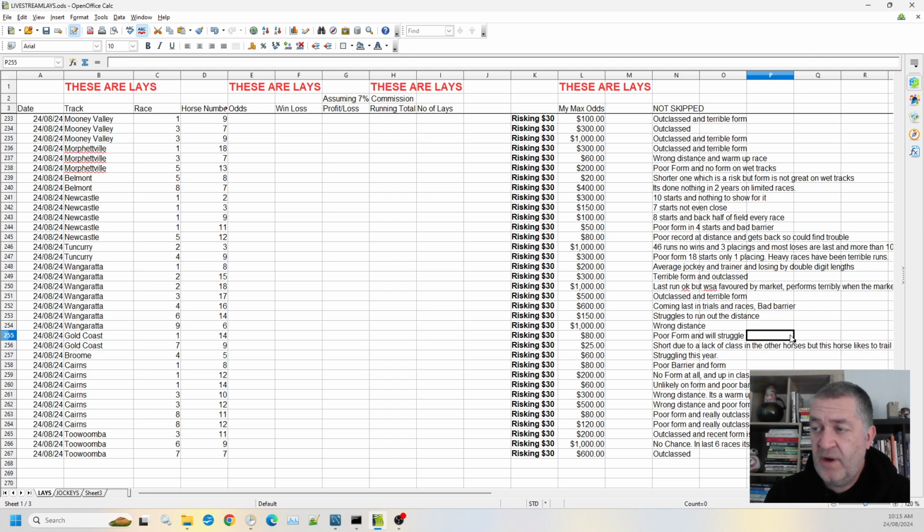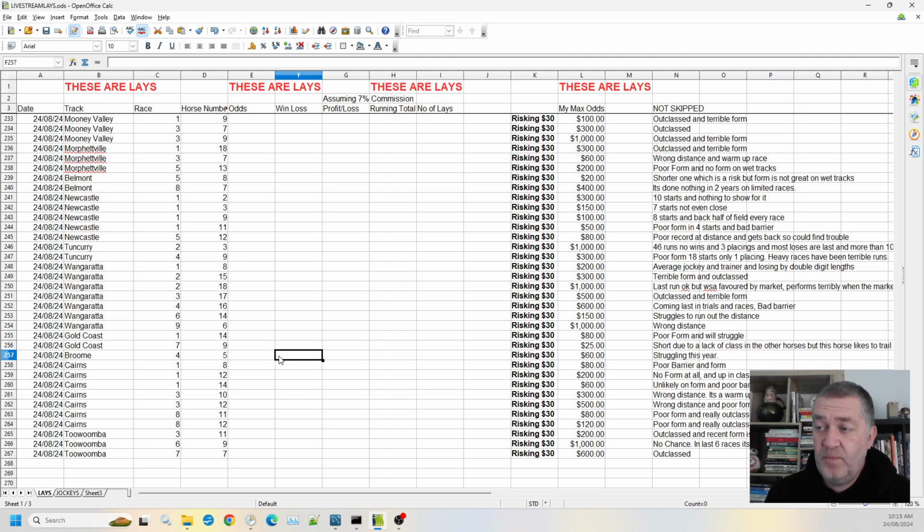And then we've got race seven, number nine, only up to 25. So again, it's short odds for what I would normally lay. The reason I've gone with this is it does show a lack of class compared to the other horses in the race. And it is a horse that likes to get to the back of the field again, and it's going to have to get past other horses to win, which on an all-weather track is a lot harder to do.